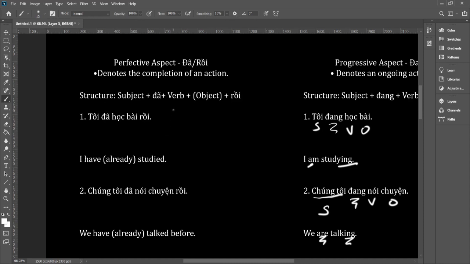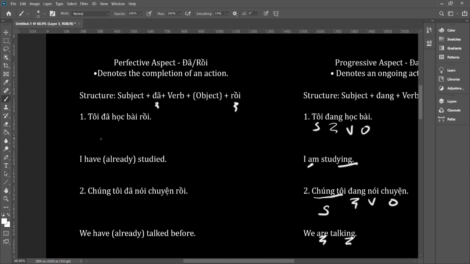It's going to be the perfective aspect, and it denotes the completion of an action, right? And the structure for this is subject, đã, verb, object, rồi. Now, you might recognize that we use đã in our past constructions, but it's also used to denote that an action has been completed, which is why we call it a past tense particle also. And then here we see rồi. This is one of the functions of rồi, which is to denote that an action has been completed, and usually you'll just slap this at the end of the sentence, and it's that simple.